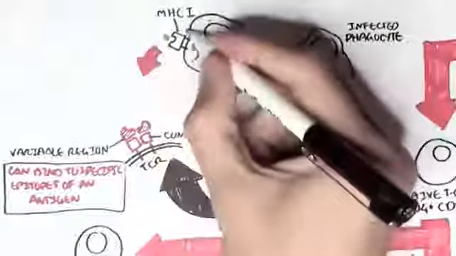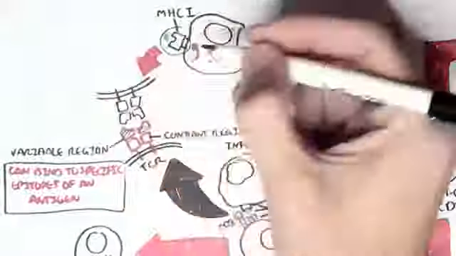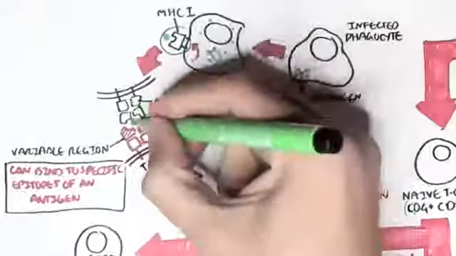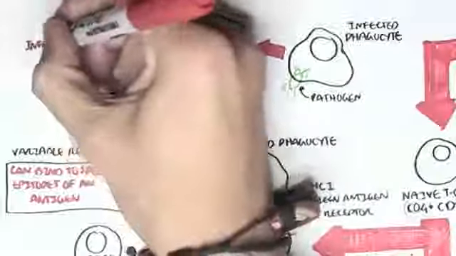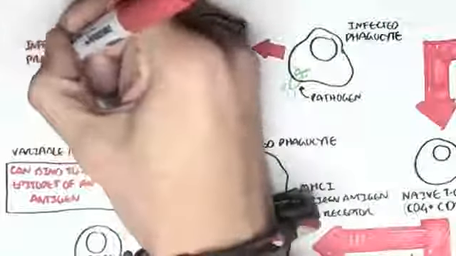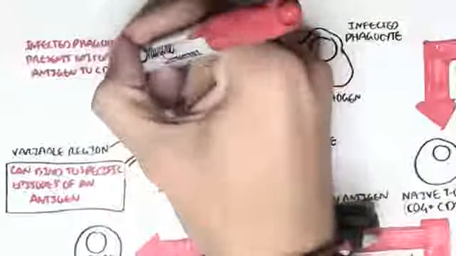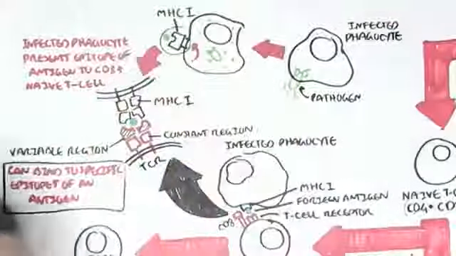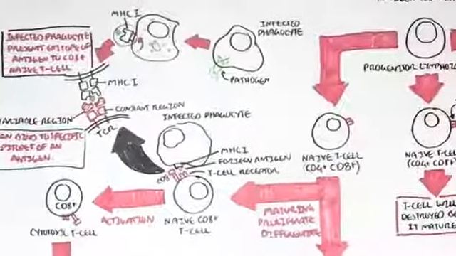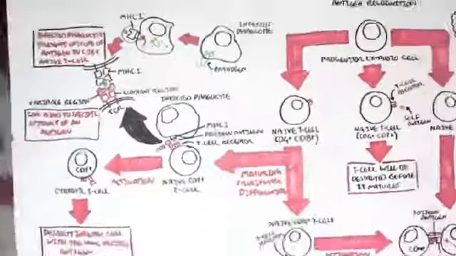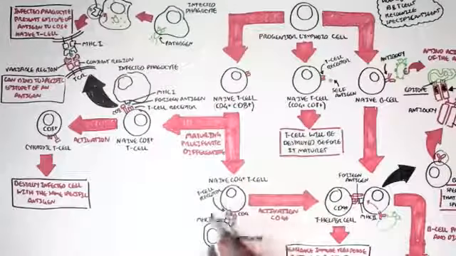So this major histocompatibility class 1, MHC1, with this unique antigen will then present it to a naive CD8 T cell. And this naive CD8 T cell has to recognize this specific antigen with its T cell receptor and also its CD8 co-receptor. And if it's all okay, this naive CD8 T cell will become activated to be a cytotoxic T cell. And so this cytotoxic T cell will then kill cells infected with that specific antigen. So that was the naive CD8 T cell.